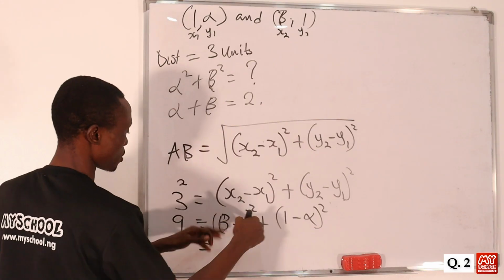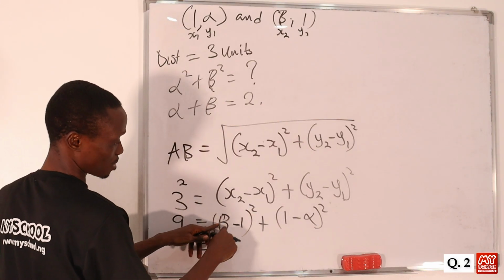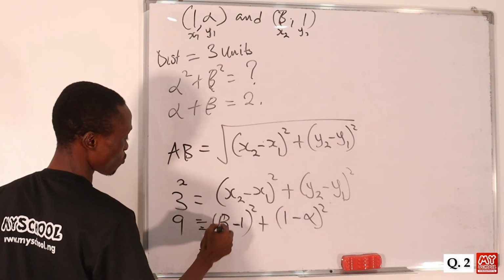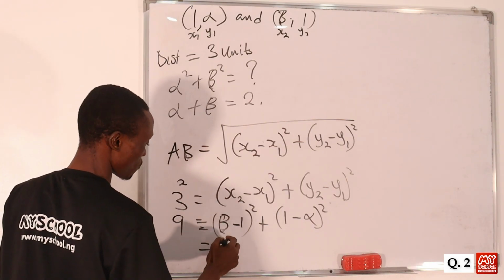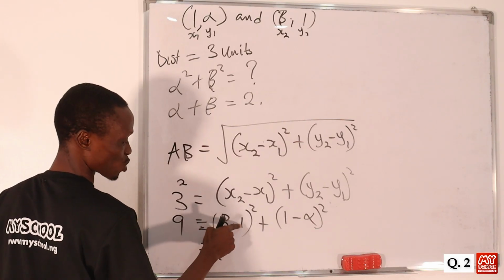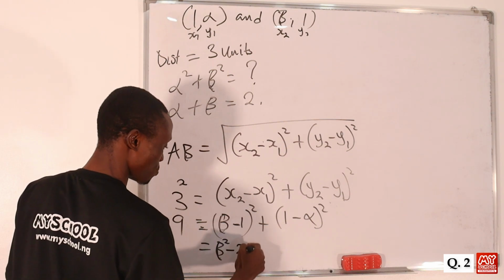So let's expand this. To expand this, basically you square this, that's the fastest way to do it. So if we take the square of beta, we'll be having beta squared, then use beta to multiply minus 1, then multiply it by 2. So here we'll be having minus 2 beta.